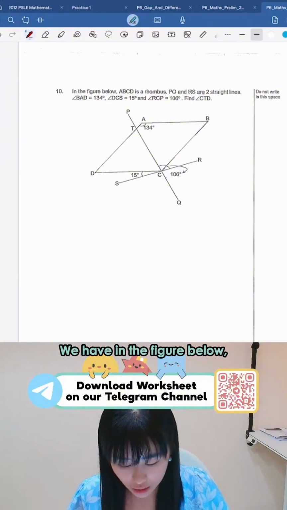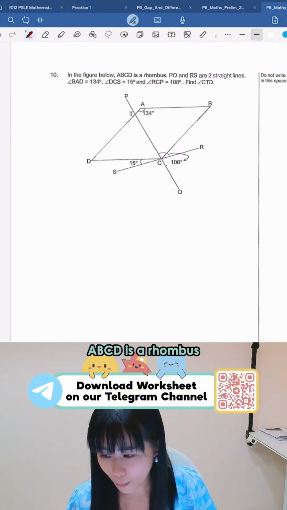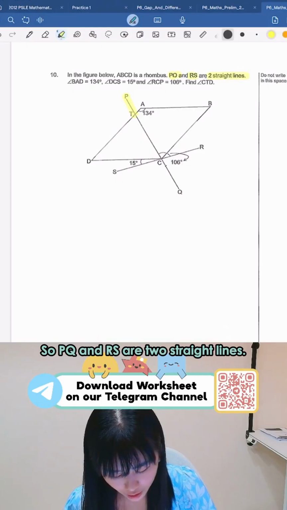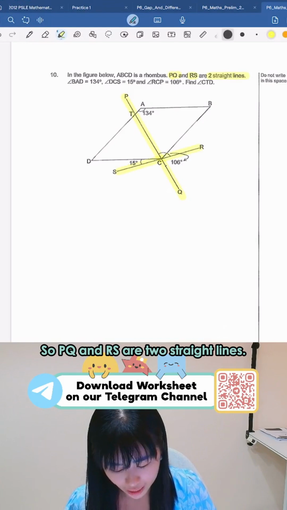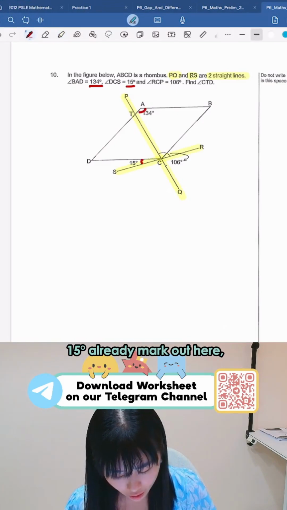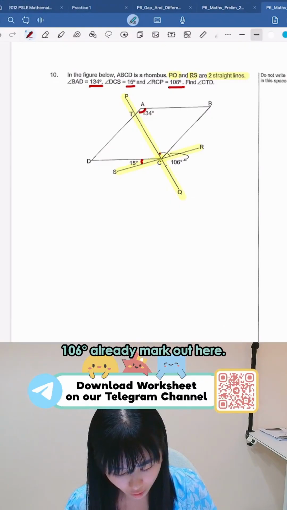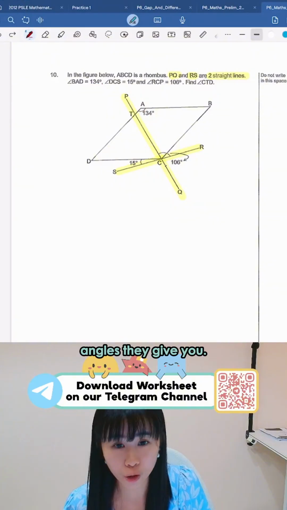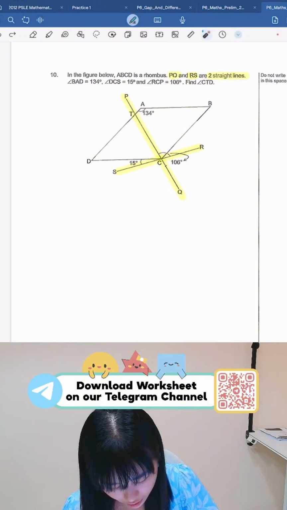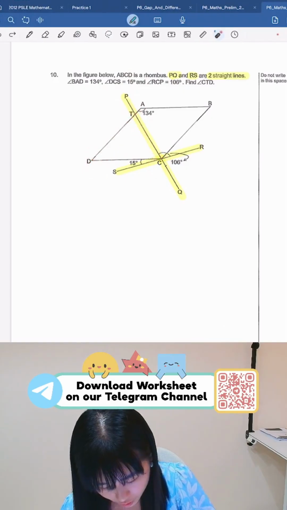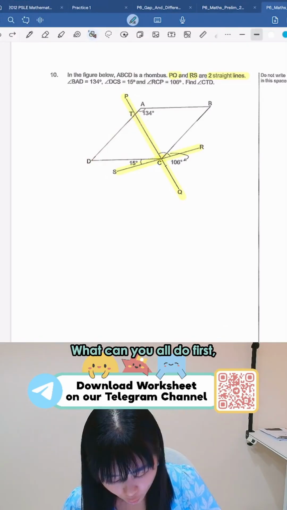Okay, we have in the figure below, ABCD is a rhombus. And we have PQ and RS, which are 2 straight lines. We are given the 134 degrees, they already marked out here. 15 degrees already marked out here. 106 degrees already marked out here. So this question is very nice. They already marked out all the angles they give you. We need to find angle CTD. CTD, okay, so like this. This is the angle we need to find. What can you all do first?